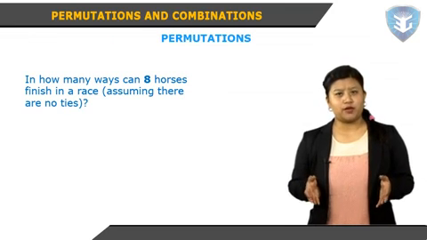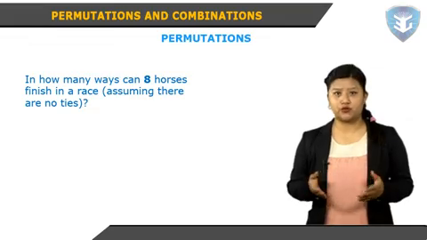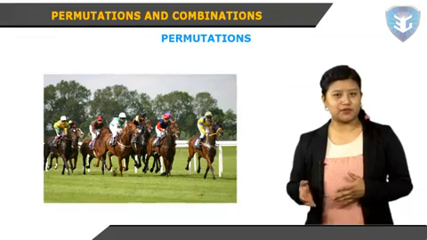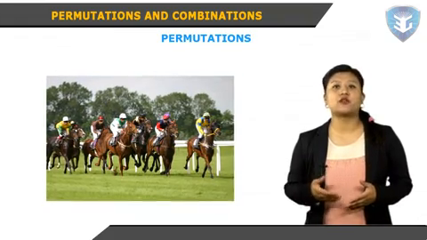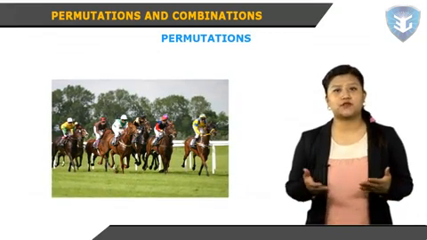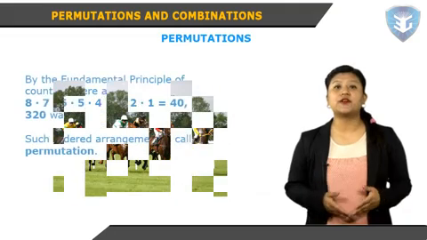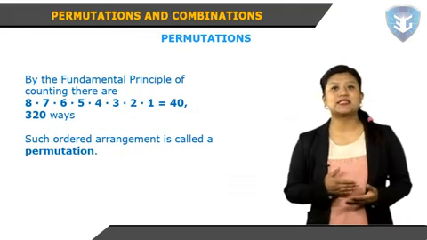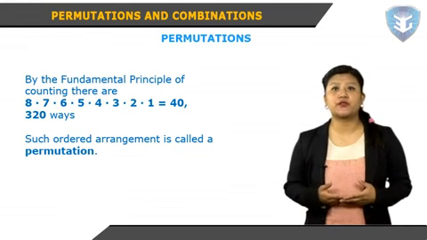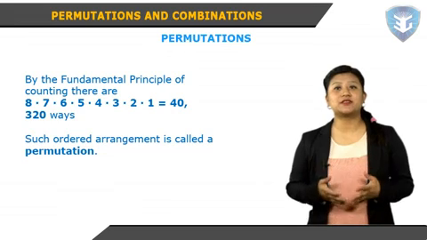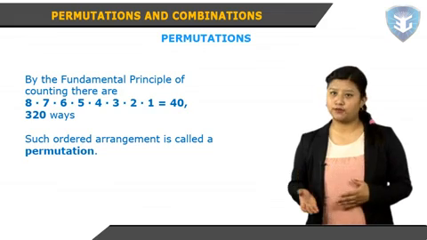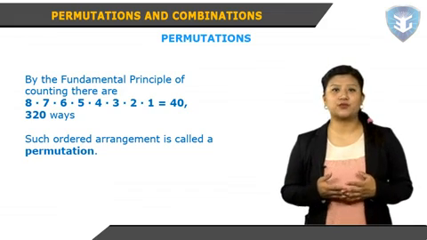Let us now discuss permutations. Consider the following problem. In how many ways can 8 horses finish in a race, assuming there are no ties? We can look at this problem as a decision consisting of 8 steps. The first step is the possibility of a horse to finish first in the race. The second step, the horse finishes second. The 8th step, the horse finishes 8th in the race. Thus, by the fundamental principle of counting, there are 8 times 7 times 6 times 5 times 4 times 3 times 2 times 1, which is equal to 40,320 ways. This problem exhibits an example of an ordered arrangement, that is, the order in which the objects are arranged is important. Such an ordered arrangement is called a permutation.